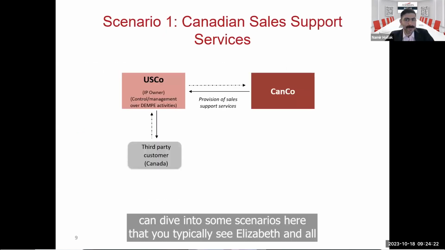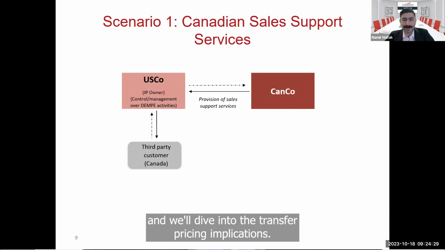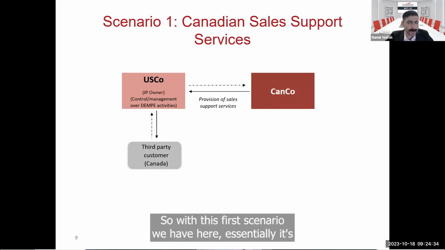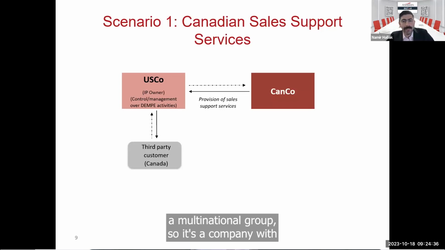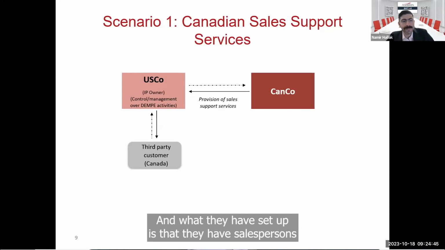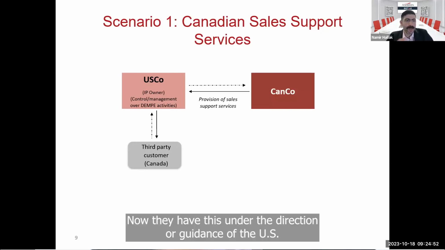Great, and I think we're going to dive into some scenarios here that you typically see, Elizabeth. I'll lay out the landscape for each of these scenarios, and we'll dive into the transfer pricing implications. So with this first scenario we have here, essentially it's a multinational group. So it's a company that is US based, but it has a Canadian subsidiary. And what they have set up is that they have salespersons that are providing sales support services. And the salespersons, now they have this under the direction or guidance of the US entity.